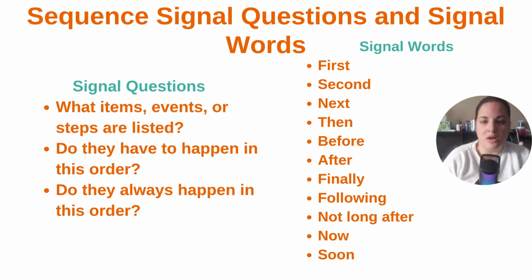Now, our signal questions: what items, events, or steps are listed? You want to think about, do I have multiple steps? If you don't have multiple steps, we are not talking about a sequence structure here. Once you figure out, do you have items, events, or steps listed, then you have to look and make sure that they happen in order. Do they have to happen in this order? Do they always happen in this order? Some things have to happen in a certain order. Some things are personal preference in a certain order. But if they are being told to you in a specific sequence that matters, then we are talking about sequence or chronological order in our structure.